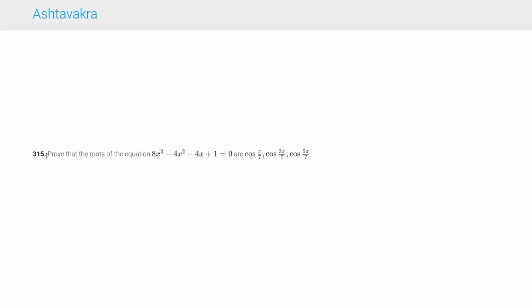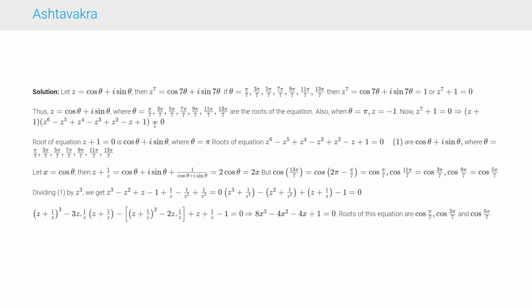Question 315 says: prove that the roots of the equation 8x cube minus 4x square minus 4x plus 1 is equal to 0 are cos pi by 7, cos 3 pi by 7, and cos 5 pi by 7. So we let z is equal to cos theta plus i sin theta, then z to the power 7 is equal to cos 7 theta plus i sin 7 theta.